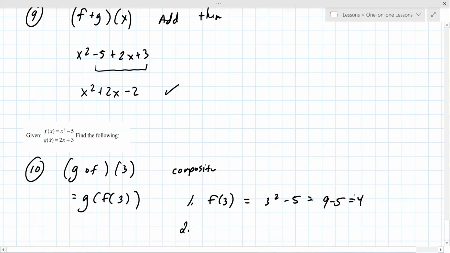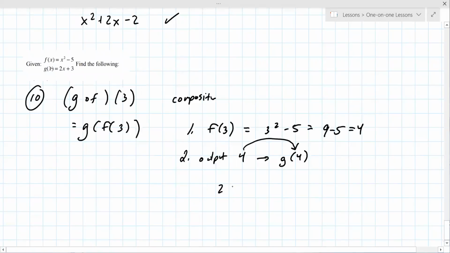The second is you take the output, which is 4, and you find g of 4 now. Like whatever that number is goes in there for the other one. So that's using the second equation. 2 times 4 plus 3, which is 11. Okay. And you get to do it again. Nope, you get to go the other way.